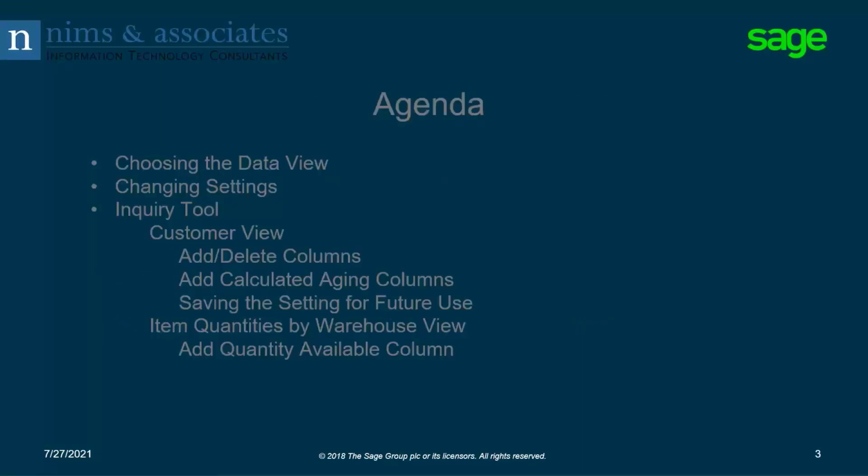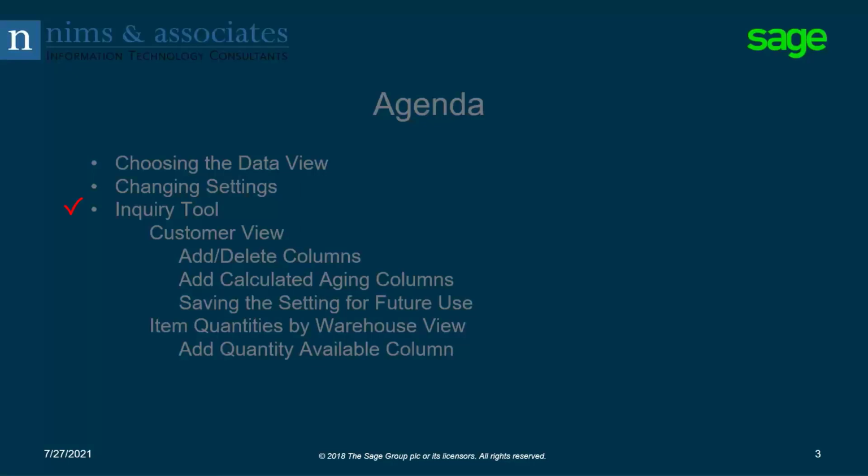Let's take a look at our agenda. So we're going to start by choosing a data view and going through how those data views are accessed. We're going to talk about changing some settings in Business Insights Explorer to make its use a little easier for you. And then we're going to take a look at some examples.